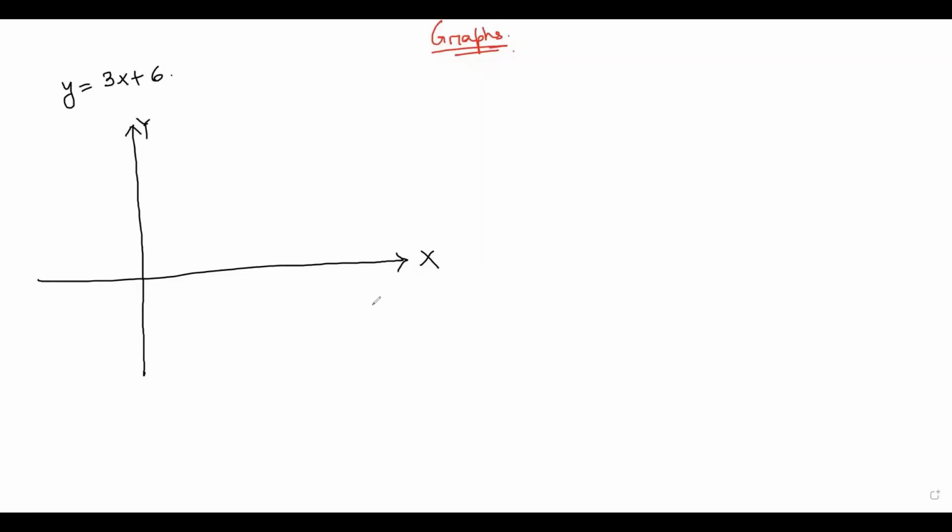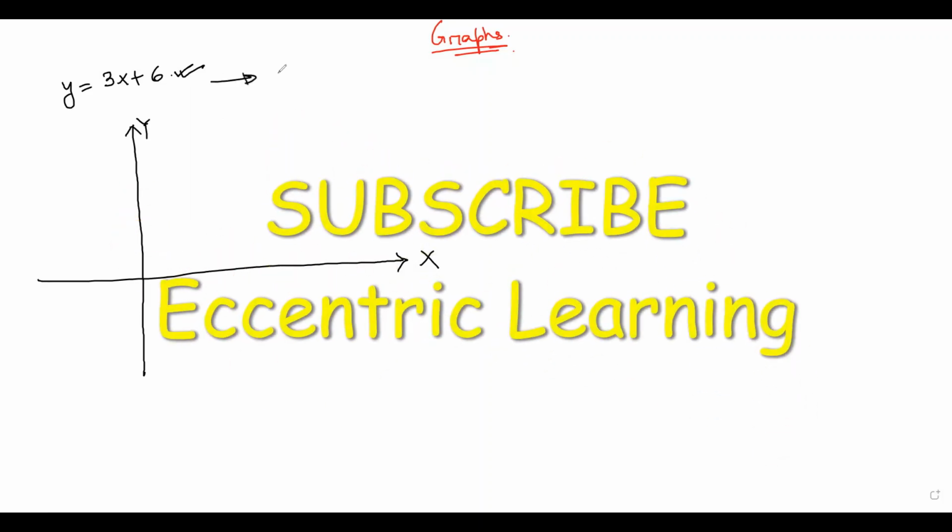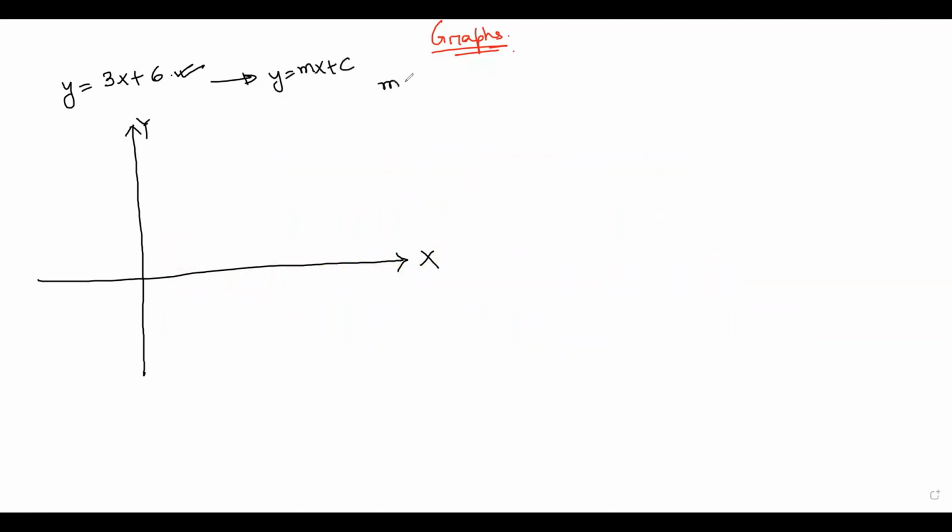In all the previous cases, we have seen the graph of lines when the y-intercept is 0. Now let us see the graph of line when the y-intercept is non-zero. Let us consider this line y equal to 3x plus 6, and let us see the graph of this line. Again, if we compare this line with y equal to mx plus c form, in that case, we can say that the slope would be 3 and the y-intercept c would be 6.